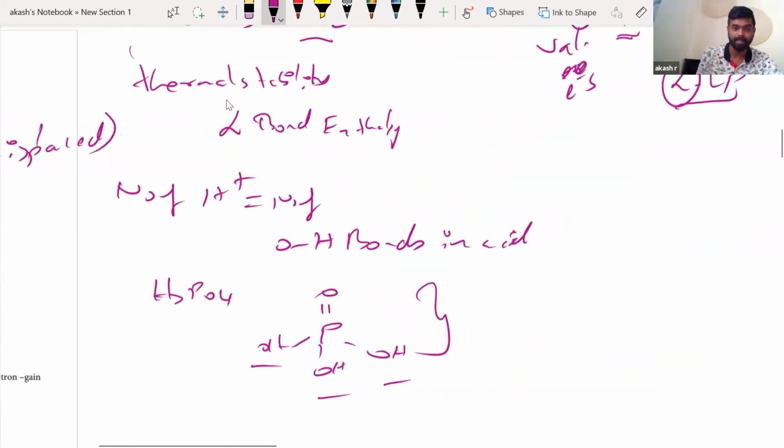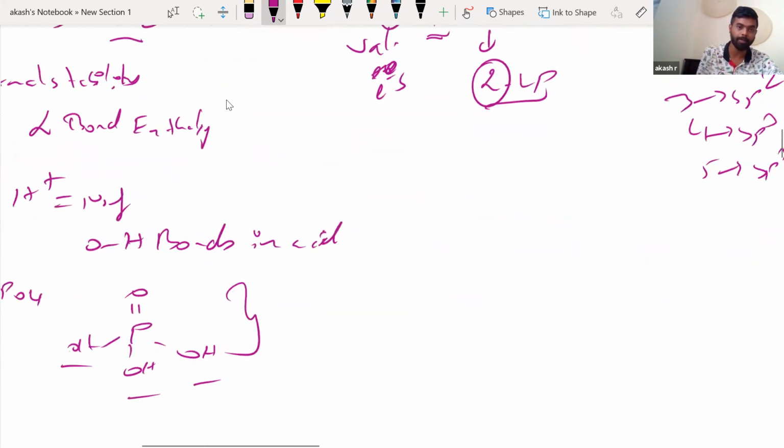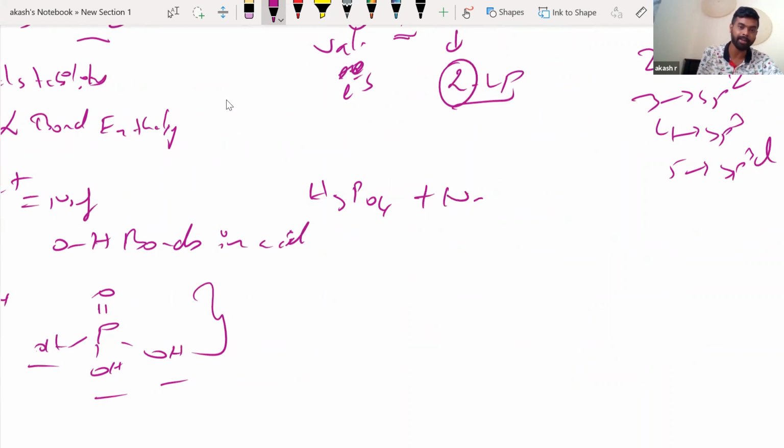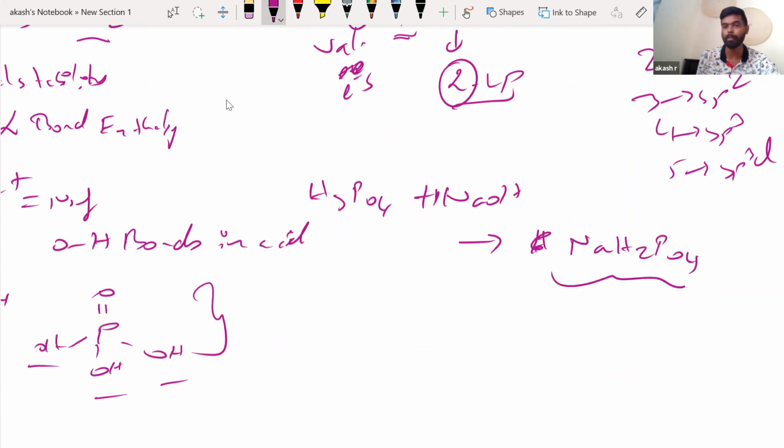Look at this. H3PO4, for example, say I make it react with 1 NaOH. What will you form is NaH2PO4. Now you understand how I am writing this. Basically I remove the H plus from this. If I remove an H plus from this, what is remaining? H2PO4 minus.